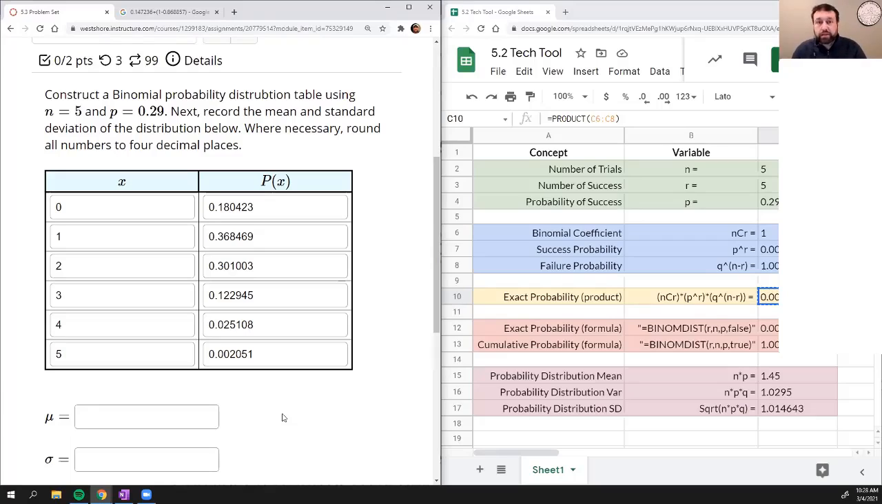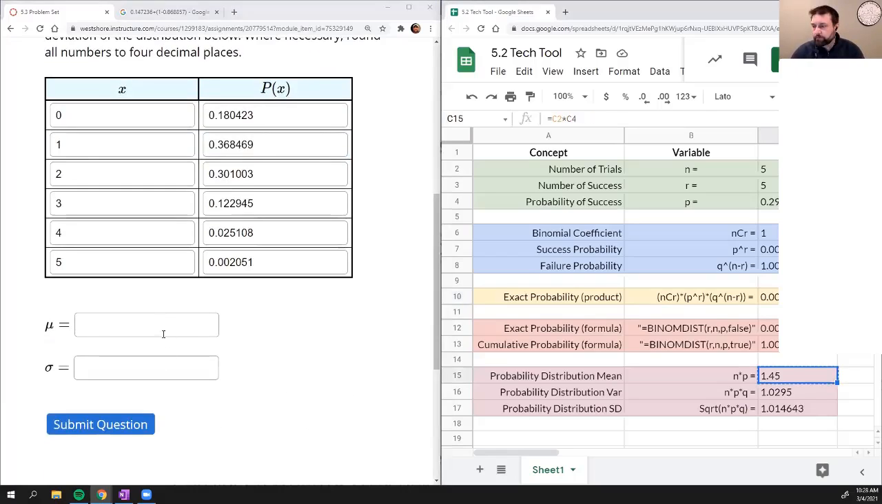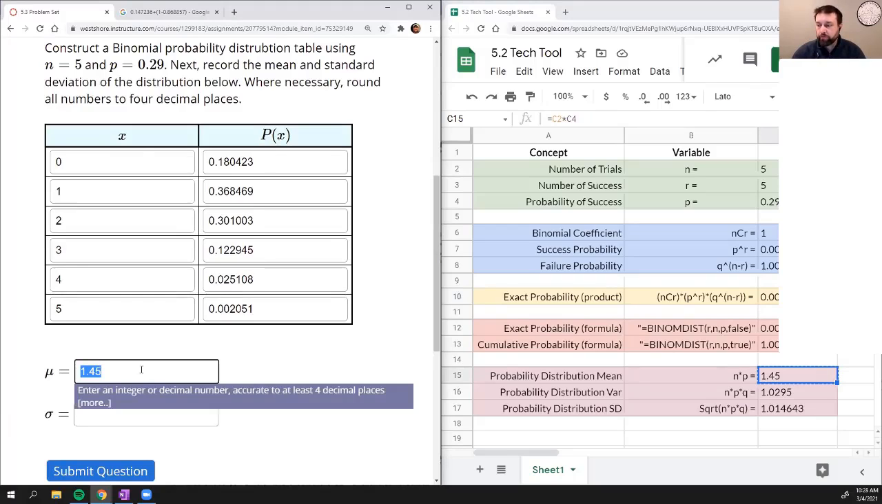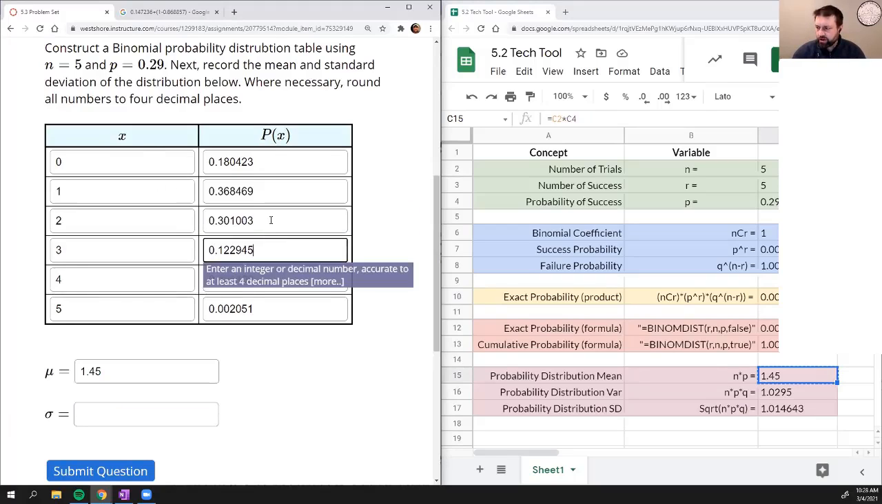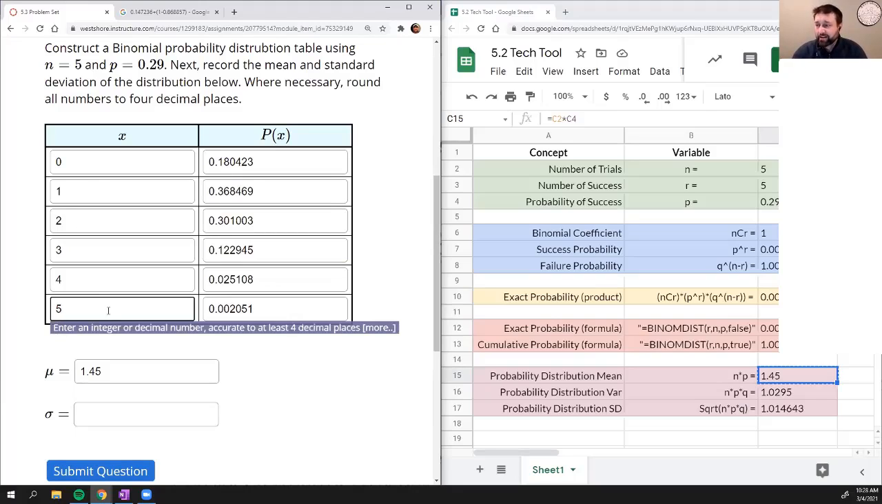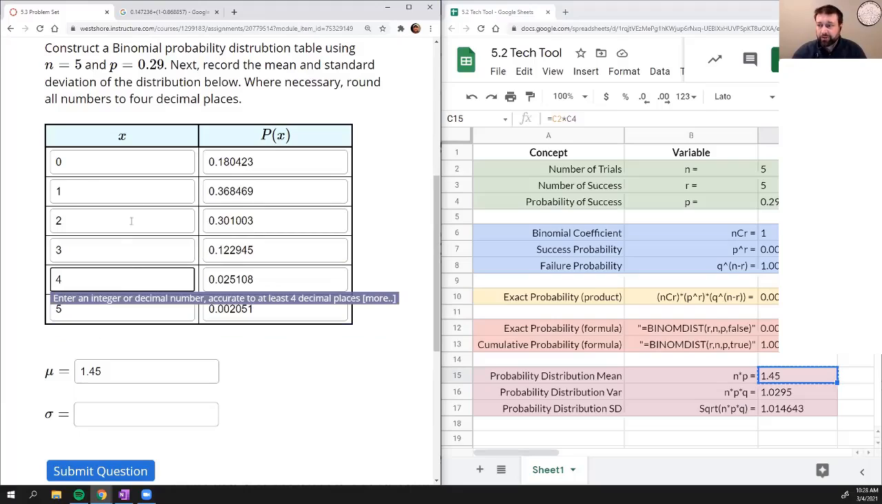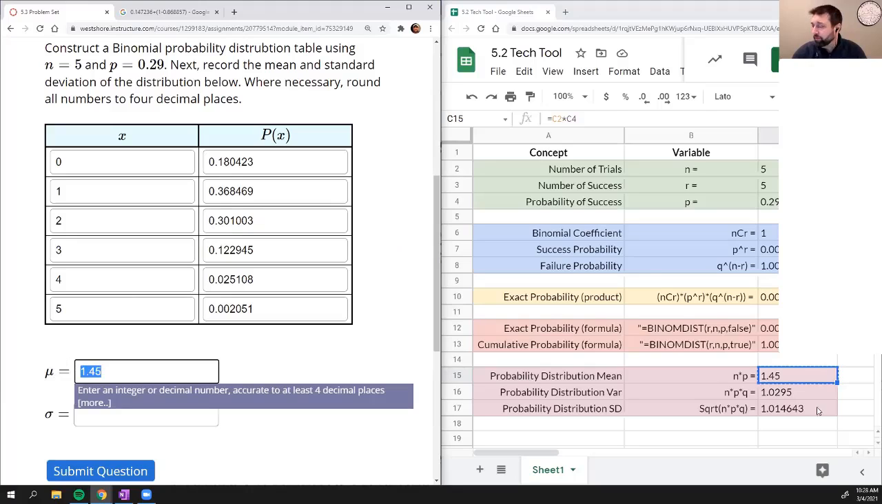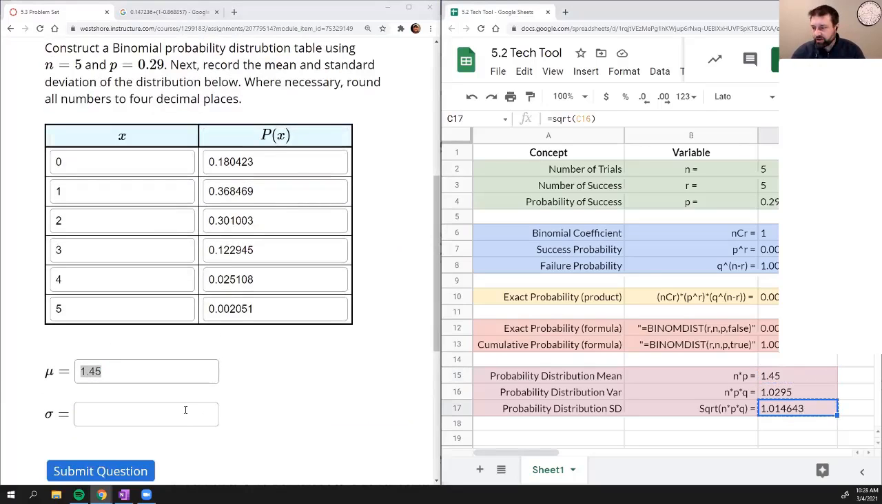But this is the probability distribution, the distribution of the probabilities for all the events, okay? What would the average be? 1.45. On average, you would expect to get 1.45. Look at how high these probabilities are here and here, right? There's a lot of 1s and a lot of 2s. There's not a lot of 5s. There's not a lot of 4s. And so the average overall is going to be about 1.45, and your standard deviation is going to be that number right there.